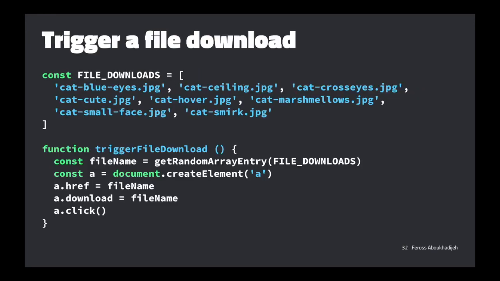And then triggering file downloads. This one is really easy. You just make a link, and then you set the destination to whatever the file is that you want to download. And then if you set this download attribute to some name, then that will be what the file is named when you click the link.